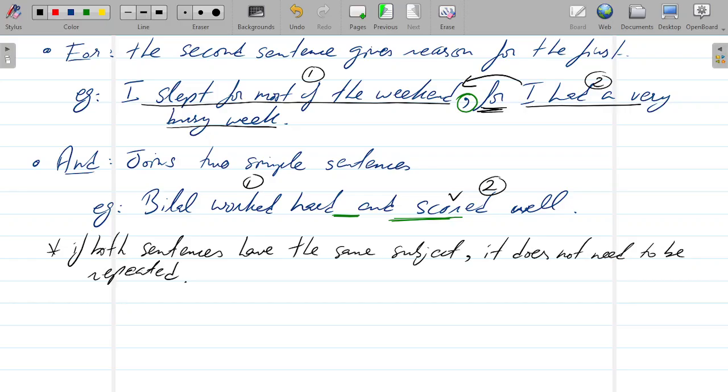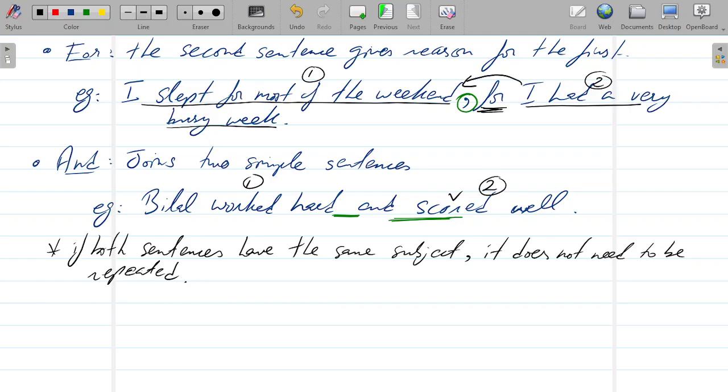It will sound odd because you also need to keep in mind how language is commonly used, the common usage in practice. And so you could say, well, I can say Bilal worked hard and Bilal scored well. Yes, you could say that, but because that's not how it's normally done, it will seem odd. It just doesn't come off as very nice.